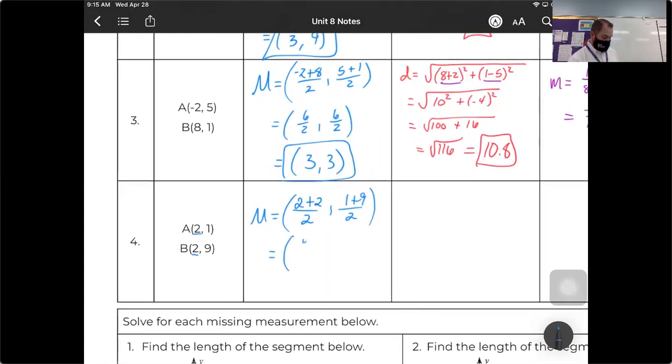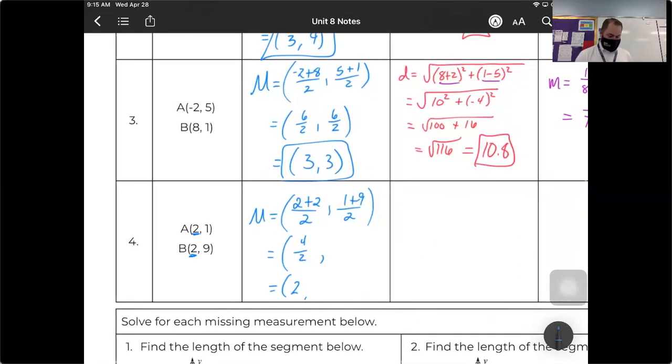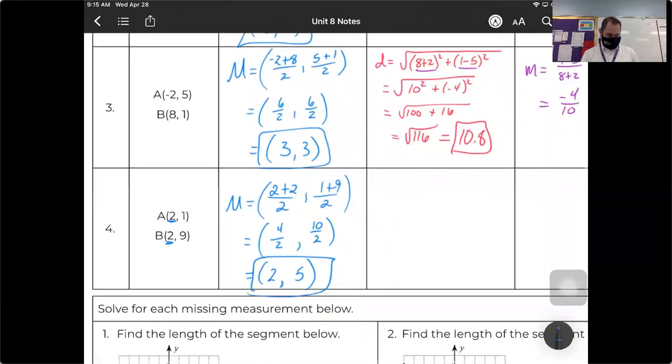2 plus 2 is 4, but then I got to divide that by 2, goes back to being 2. Same thing as the other x values. 1 plus 9 is 10. When we divide that by 2, we get 5. There's your midpoint. Notice that the 2's kind of just stay the same. So really, we're just looking at what is halfway between 1 and 9. Okay? And so you can do that by adding them up, divide by 2. That's the easiest way to do that.